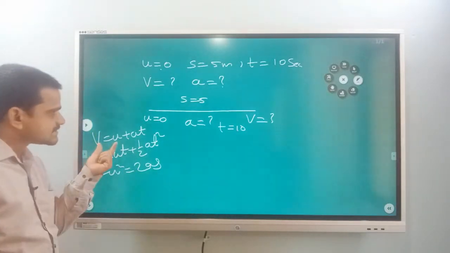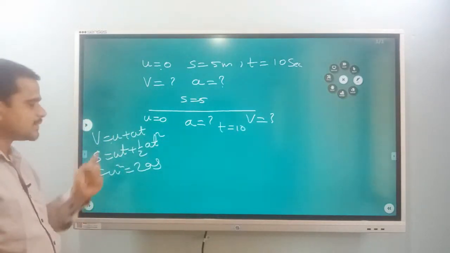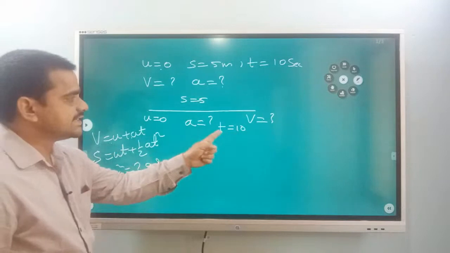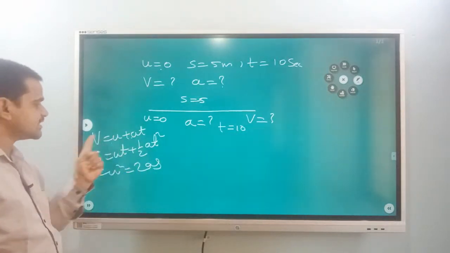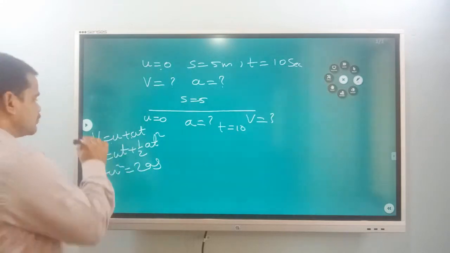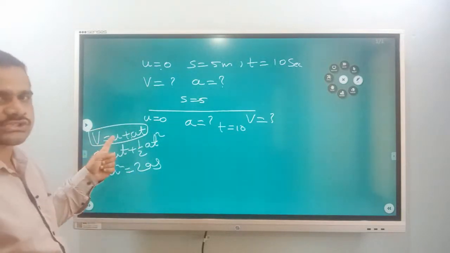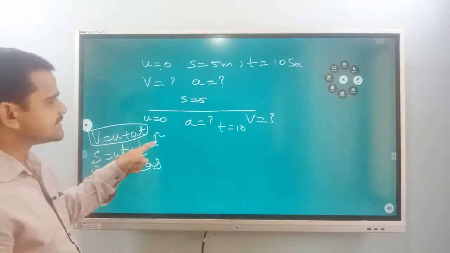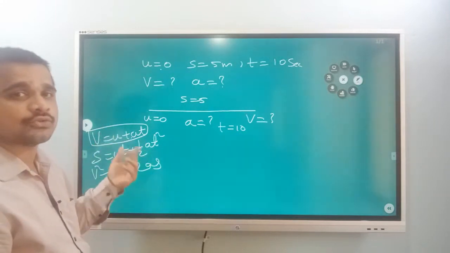Now, if you observe in this situation, we have to calculate V here. U is 0, A we don't know, and T is also given here as 10. If I use this expression, I don't know the V value, and at the same time I don't know the A value, so there is no use of this one. As U is equal to 0, I will write it, and T is equal to 10, I will write it. But what about V and A? I don't know both here. Then there is no use of this expression.